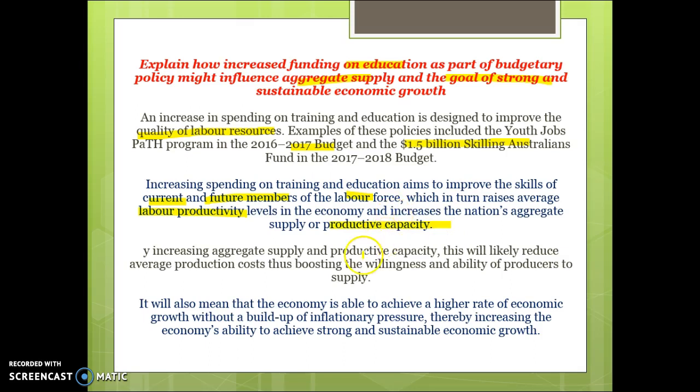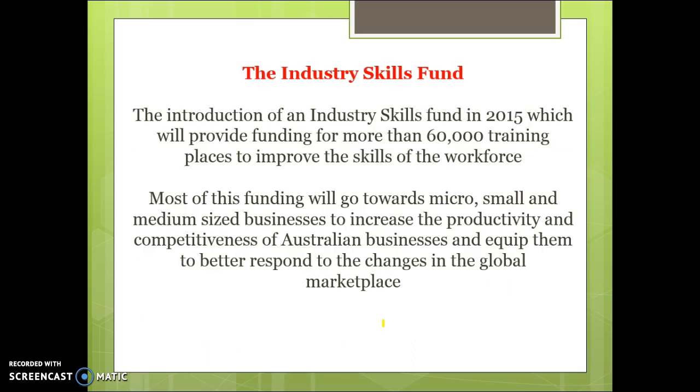By increasing aggregate supply and productive capacity, this reduces production costs and boosts the willingness and ability of producers to supply. It also means that the economy is able to achieve a higher rate of economic growth without inflationary pressures, helping to achieve strong and sustainable growth. So you're linking it to productivity, you're linking it to our overall productive capacity, you're linking it to firms reducing their production costs and therefore making them more willing and able to produce.